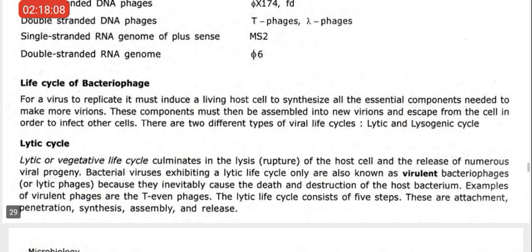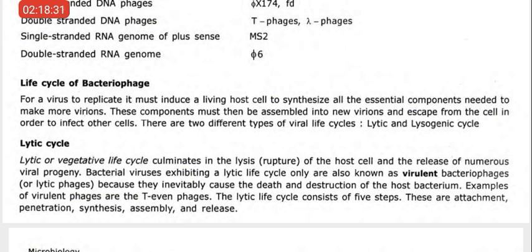Life cycle of a bacteriophage. For a virus to replicate, it must induce a living host cell to synthesize all the essential components needed to make more virions. These components must then be assembled into new virions and escape from the cell in order to infect other cells. There are two different types of viral life cycles, lytic and lysogenic.